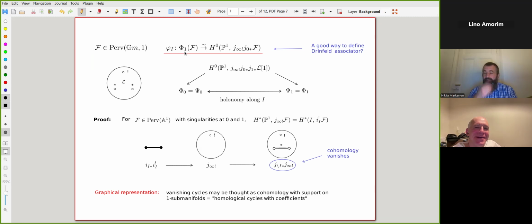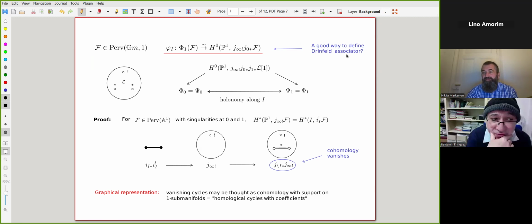Maybe it's pretty different from what you're asking, but nevertheless, my point of view is that I suggest to call this isomorphism Drinfeld associator. What do I mean? Suppose you have, first of all, a variation of mixed Hodge structure over here, a nilpotent variation which is built of Tate things.